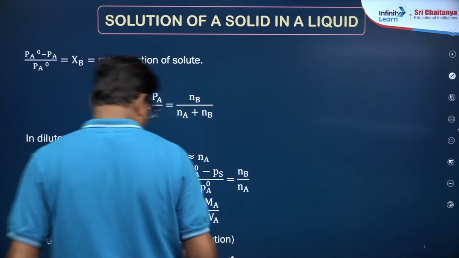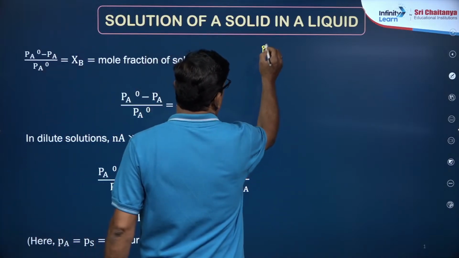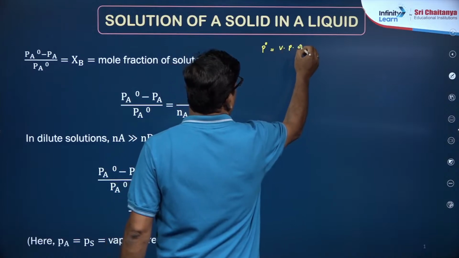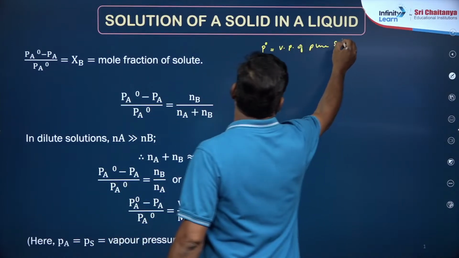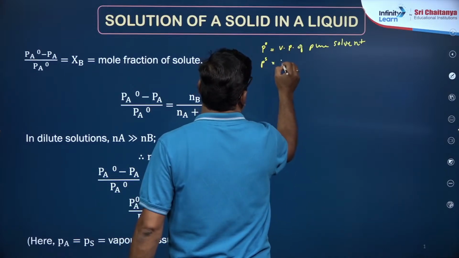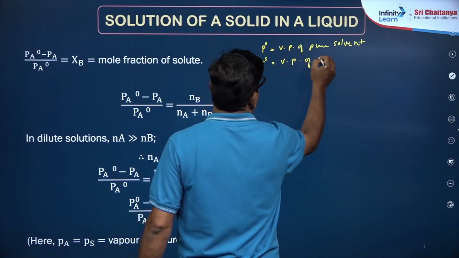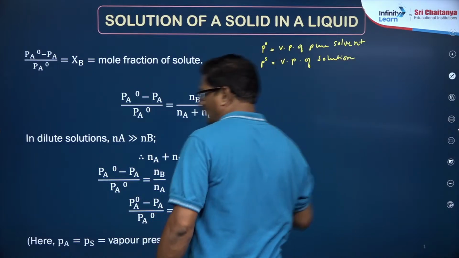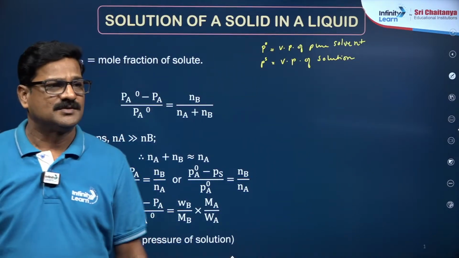We know that P naught is equal to the vapor pressure of pure solvent, PS is equal to the vapor pressure of solution containing non-volatile solute.